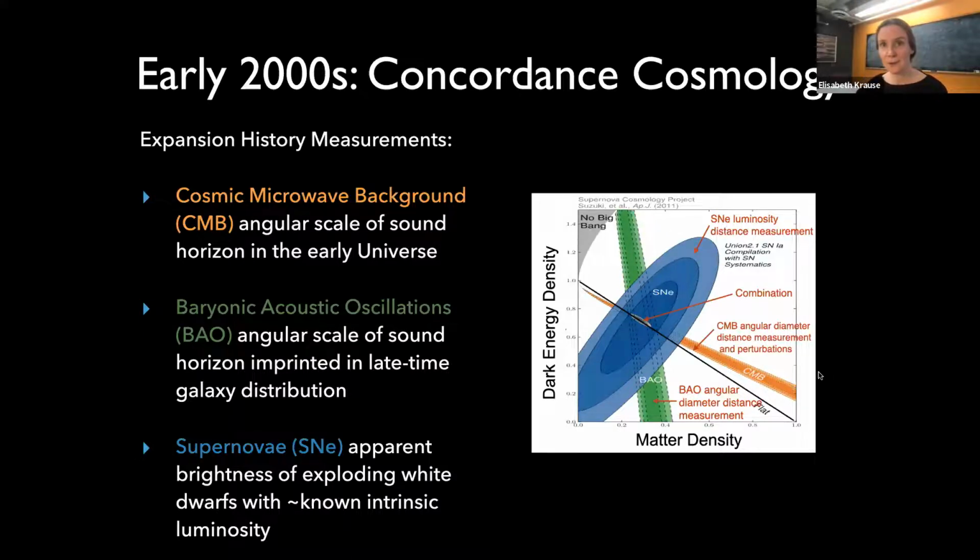Then we have baryon acoustic oscillations, as shown in green. That is the angular scale of the sound horizon imprinted in the late-time galaxy distribution, largely providing a constraint on the matter density. And in blue, supernovae, our standard candle, measuring the expansion history of the universe.